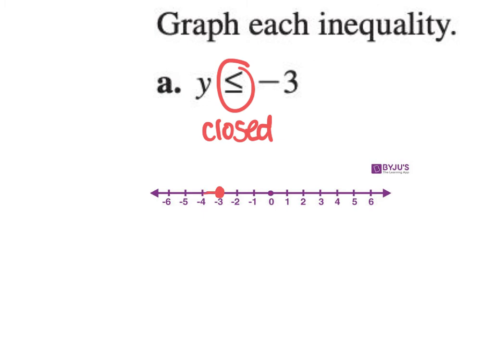Well, we're going to have to go this way, to the left, because negative 4 is less than negative 3, negative 5 is less than negative 3, and negative 6 is less than negative 3. And we're shading this way, to the left. So make sure you shade in the whole thing.